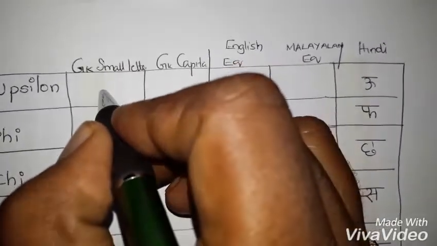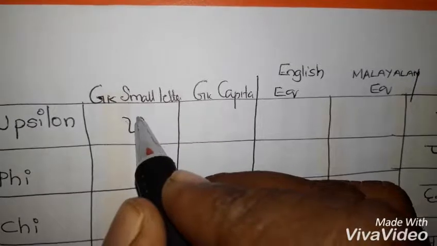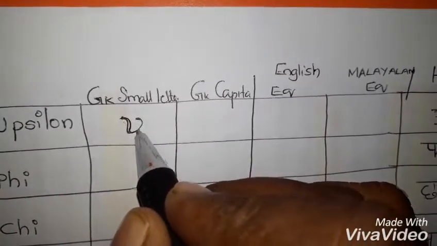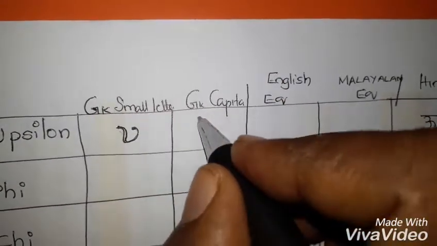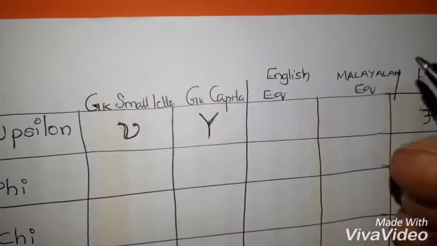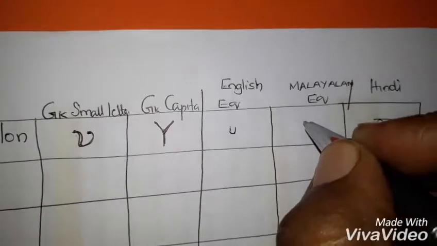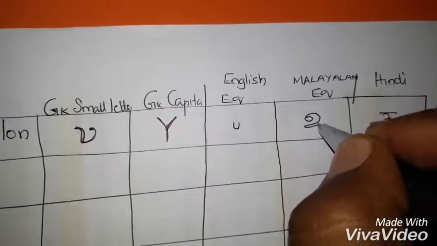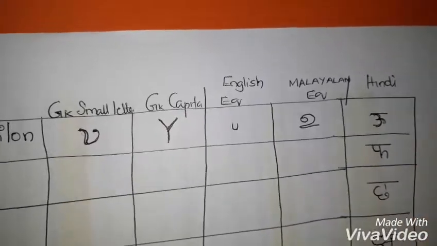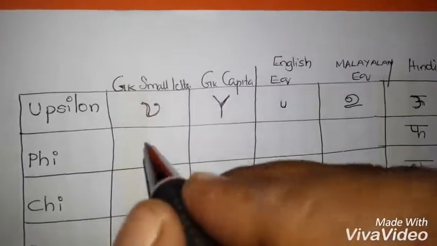Upsilon, we write it starting from here, and then go like this. The capital looks like Y, but it is a different form. The English equivalent of upsilon is U. In Malayalam, U sound. In Hindi, U. Upsilon is kind of a U model. Then the next letter is phi.